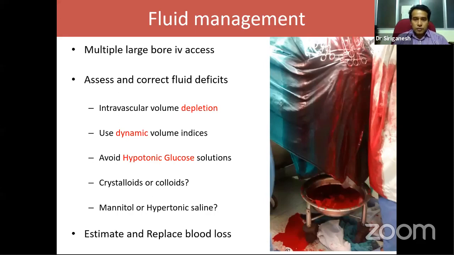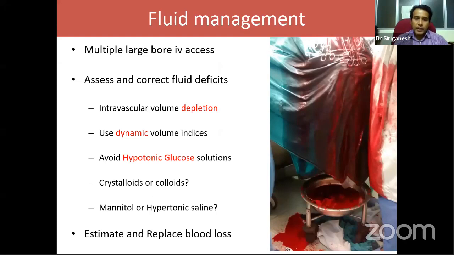So how do you manage volume or fluid? This is the often neglected area in traumatic brain injury, but most important and easily correctable. For surgery, we have to secure large bore peripheral IV access, which can help in rapid replacement of fluids. We have to appropriately assess the intravascular volume. Most often, volume depletion occurs either because of blood loss or use of mannitol, furosemide, etc., and because of the prolonged fasting period and vomiting, etc. So you need to use, preferably, dynamic volume indices such as IVC collapsibility, or echo to assess the chambers of the heart, or pulse pressure variations. These give a better indication of fluid status.